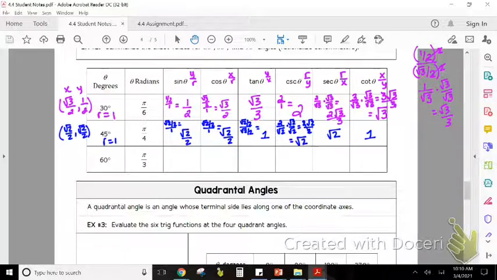And then 60 degrees has an ordered pair of 1/2, square root of 3 over 2. So when I take sine of 60 degrees, that's y over r. So it's going to be the square root of 3 over 2 over 1, which is the square root of 3 over 2. Cosine is x over r, so 1/2 over 1, which is just 1/2.